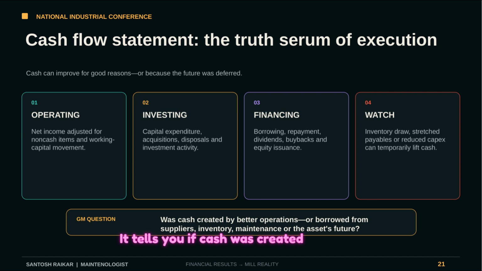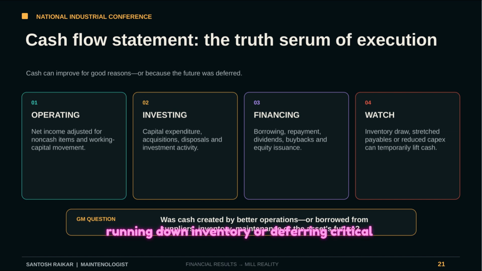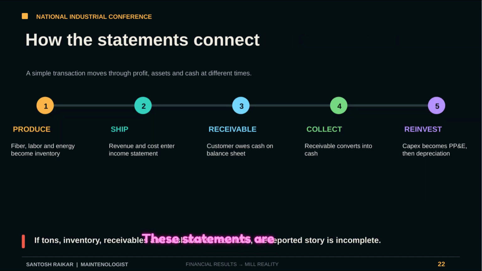It tells you if cash was created by better operations or if it was simply borrowed by running down inventory or deferring critical maintenance. These statements are connected. Production becomes inventory, shipping triggers revenue, and collection eventually turns a receivable into cash. If these four things don't reconcile, the story you're being told is incomplete.